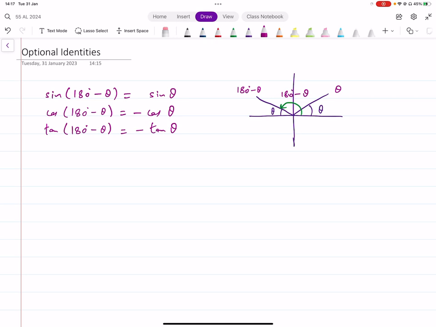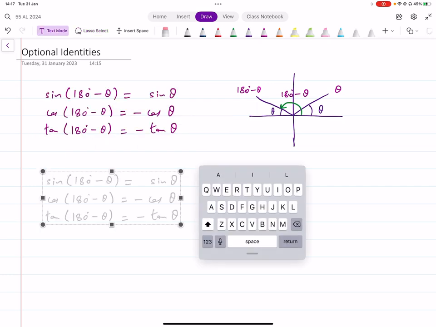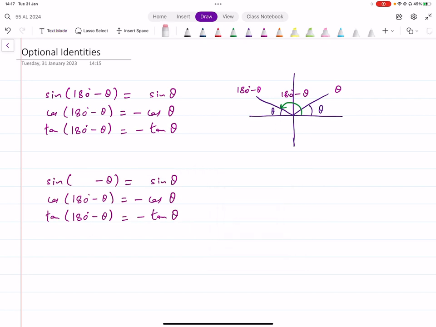Does that make sense? You can also write the same in radians. Pi minus theta for all of them, right? That's also possible. Let me just write them down here. So you could also have pi instead of 180 degrees. Okay, that is what you get in the second quadrant.